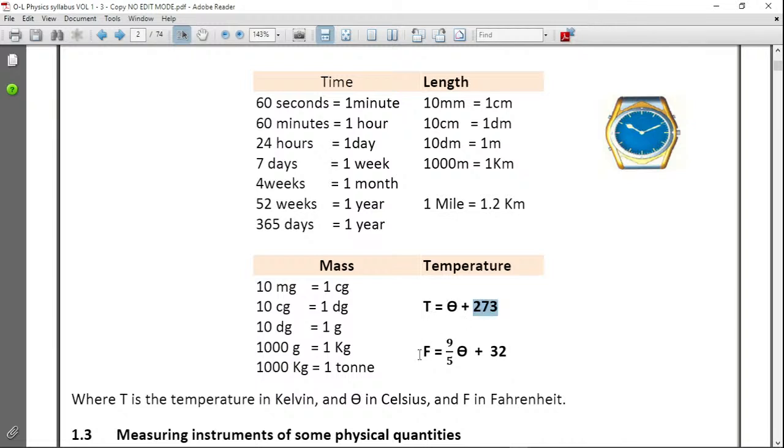Equally, to convert from degrees Celsius to Fahrenheit, we use this formula: temperature in Fahrenheit is equal to 9 on 5 times the temperature in degrees Celsius plus 32.